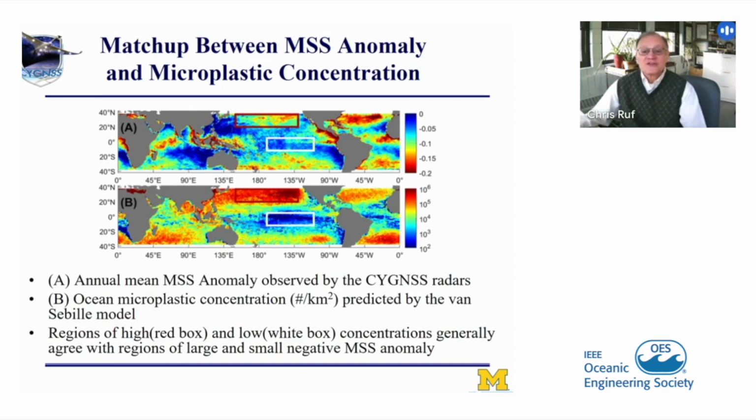And then you can see these regions where there are typically low concentrations, divergence zones, not convergence zones of the ocean circulation. Those tend to have MSS anomalies close to zero, which means the roughness is consistent with the forcing winds. And then the bottom plot is an ocean microplastic model predicted by Van Sebille.